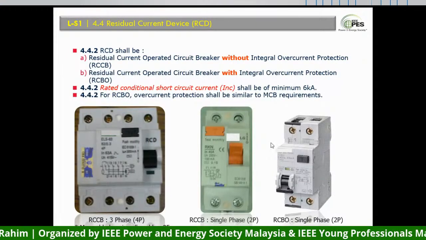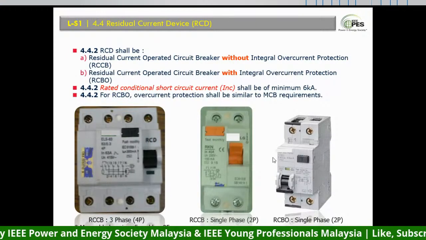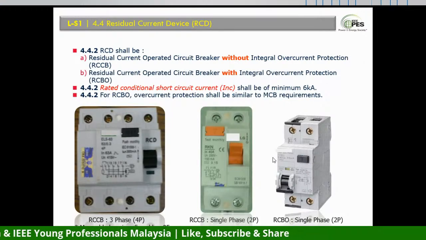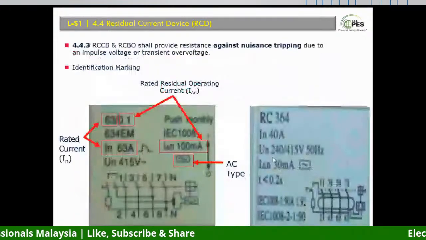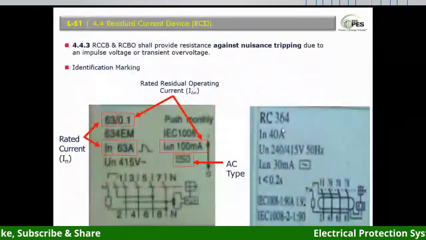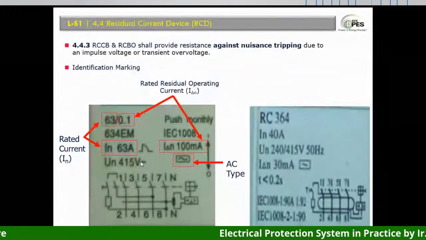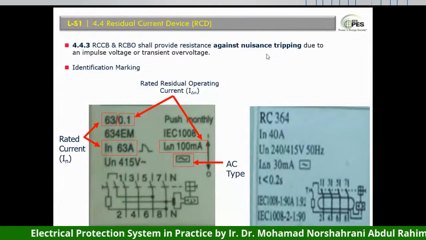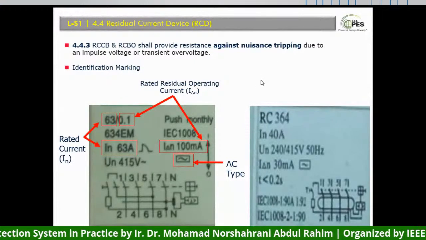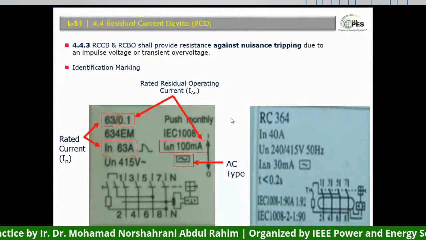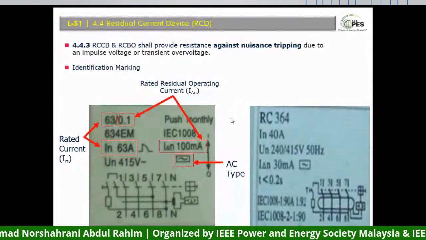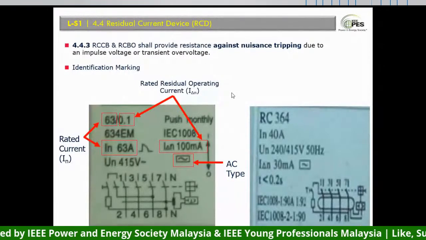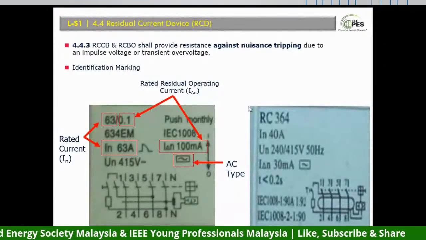Others is the RCD, the selection of RCD, residual current device. Just going through quickly, there are a few by right under the standards. If you see this shark fin, it means that it protects against nuisance tripping. For example, when lightning happens, by right the RCD shouldn't trip. Sometimes people say it is good when the RCCB trips due to lightning. By right, as the standard specifies, the RCCB shouldn't trip against nuisance tripping.